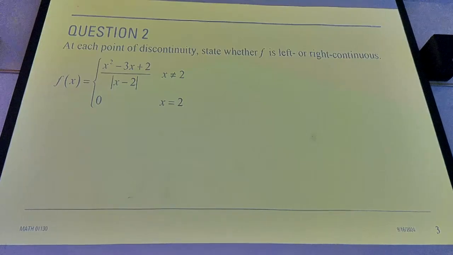Well, don't we need to check if the other parts on the top function approach 0? That's why I said it's possible discontinuity at 2. Now it's just a matter of checking, is it actually discontinuous at 2? Okay. First condition, f of 2. Does it exist? It does. What is it? 0.